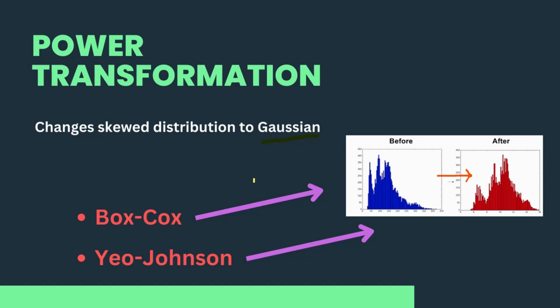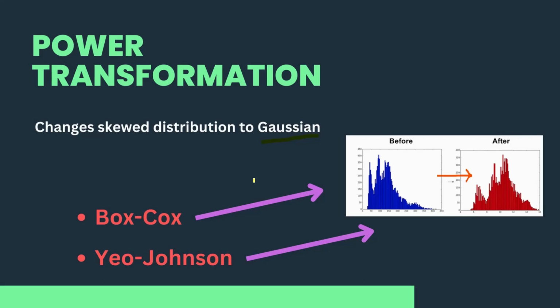I have talked about different types of distribution, normal distribution and skewed distribution, in my previous video. If you haven't watched that video, I will put the link in the i button. You can just go there and watch that video.